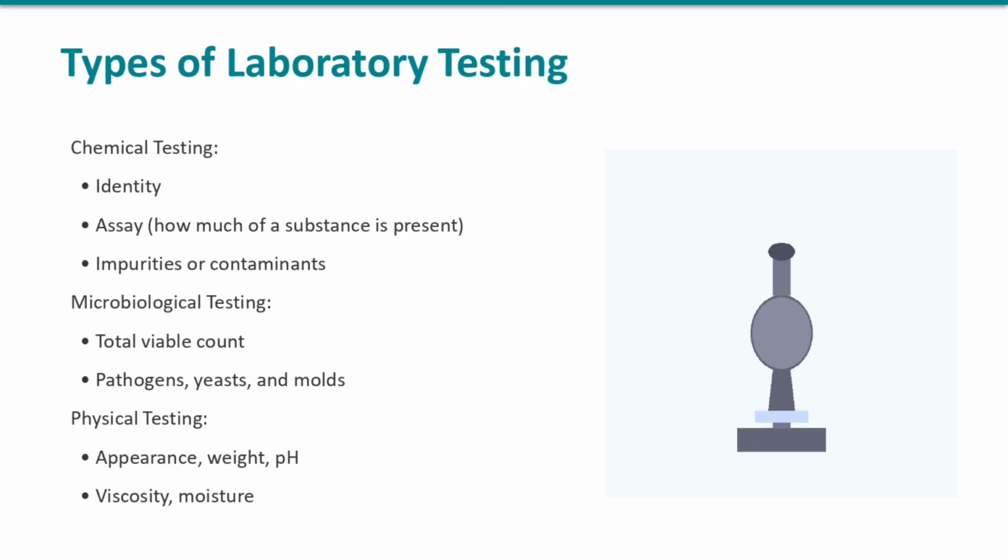Microbiological testing focuses on total viable count, specific pathogens, yeasts, and molds. These tests ensure that the product does not contain harmful microorganisms. Physical testing evaluates properties such as appearance, weight, pH, viscosity, and moisture content. These characteristics help ensure product consistency and stability.